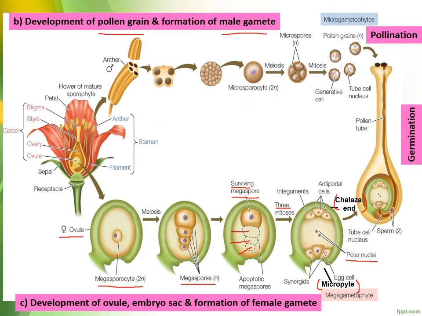And then 3 of the nuclei will remain at the chalaza end to form antipodal cells. Right? And then another 3 nuclei will remain at the micropyle. Okay, so 1 nucleus will become the egg cell and another 2 nuclei will become synergids or synergid cells.